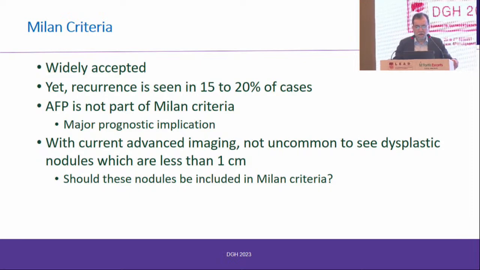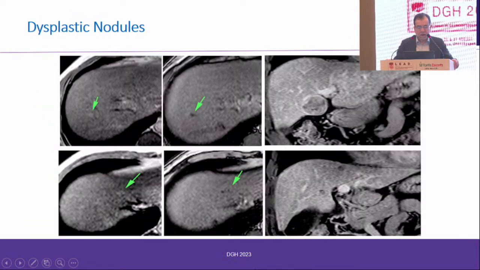AFP is not part of Milan criteria, and with current advanced imaging, it's not uncommon to see dysplastic nodules which are less than 1 centimeter in size, and should these be included in the Milan criteria? So you can see here a nodule here, and then subsequently 2 years later you can see a full-fledged HCC in the same place. So obviously it's debatable whether they should add to the number of nodules or not.